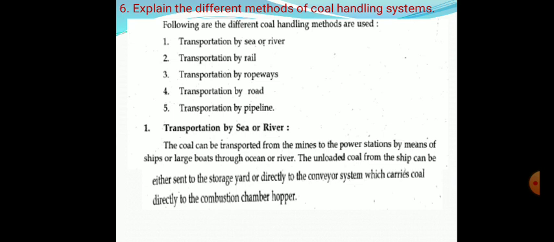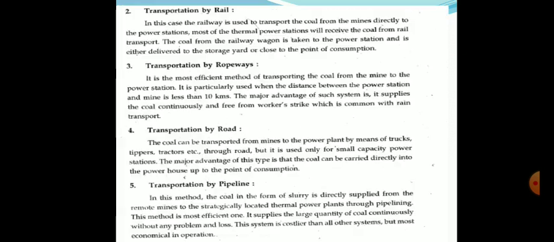The coal can be transported from the mines to the power stations by means of ships or large boats through ocean or river. The unloaded coal from the ship can be either sent to the storage yard or directly to the conveyor system which carries coal directly to the combustion hopper.